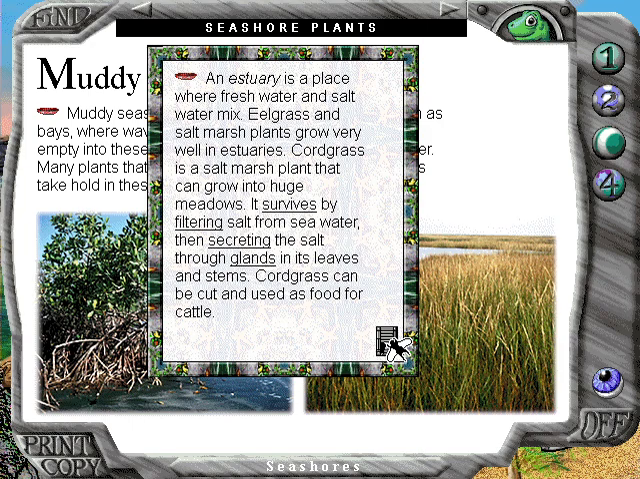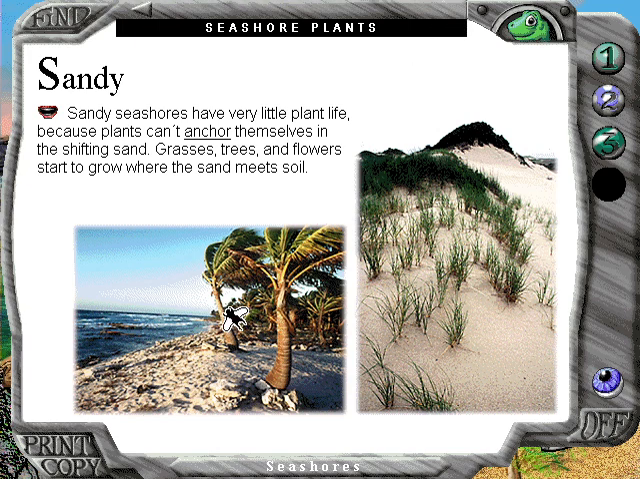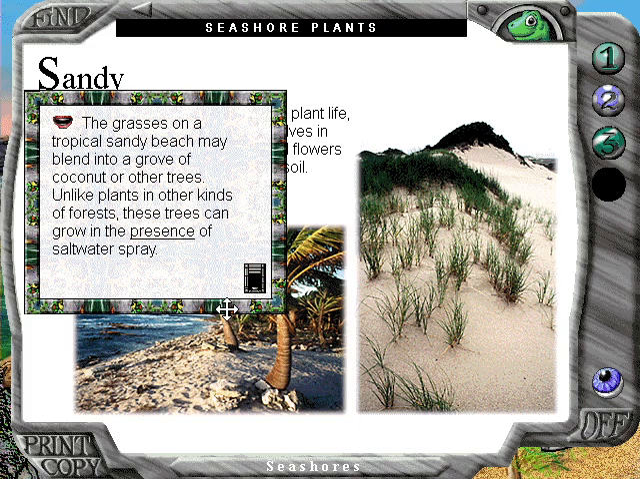Sandy. Sandy seashores have very little plant life because plants can't anchor themselves in the shifting sand. Grasses, trees, and flowers start to grow where the sand meets soil. The grasses on a tropical sandy beach may blend into a grove of coconut or other trees. Unlike plants in other kinds of forests, these trees can grow in the presence of saltwater spray.